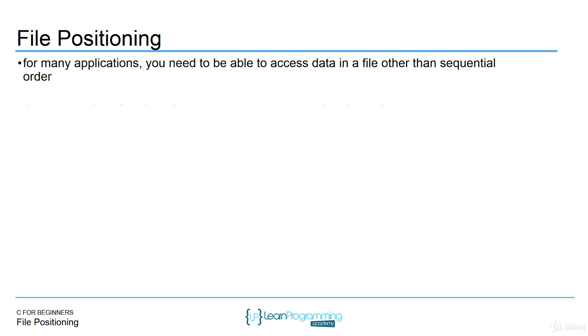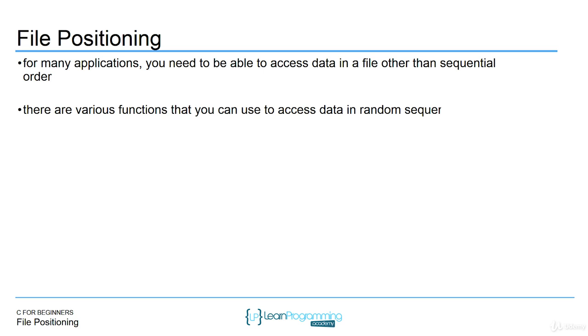For many applications you're going to need to be able to access data in a file other than in sequential order. Sequential order is starting at the beginning and going byte by byte towards the end. That's not always useful because you may want to go into the middle of a file and grab data, or at the end of the file and grab data. It all depends on the application. You don't always want to go from the beginning to the end. So there are various functions that you can use to access data in random sequence.